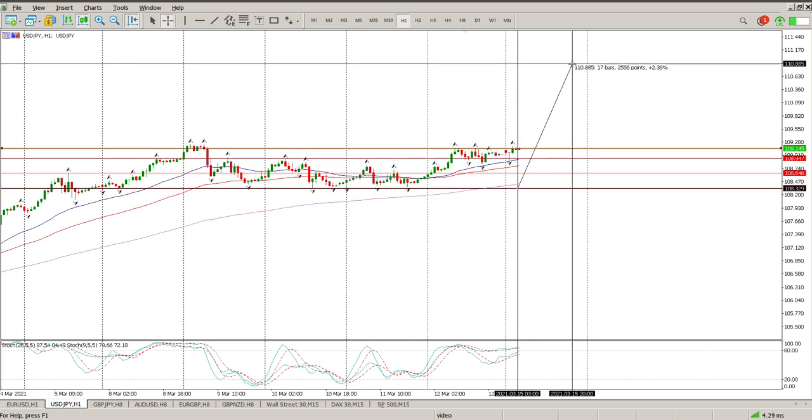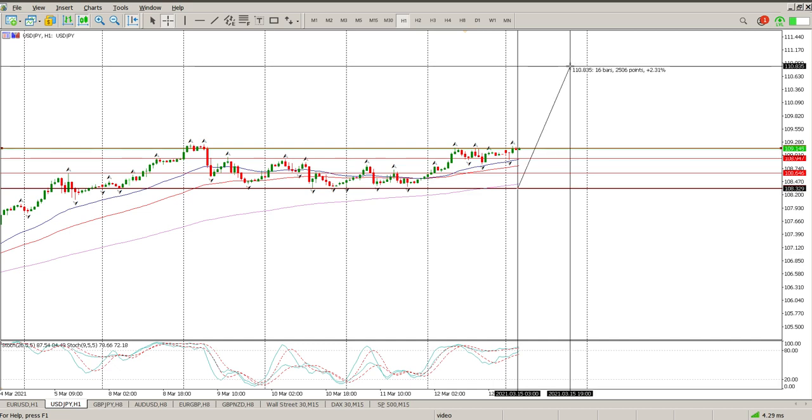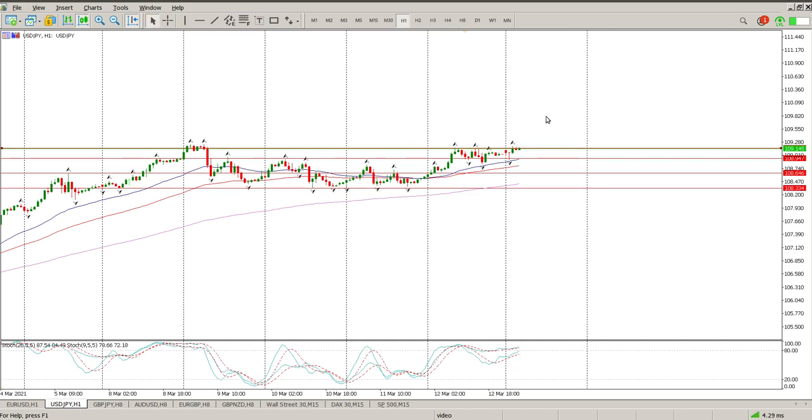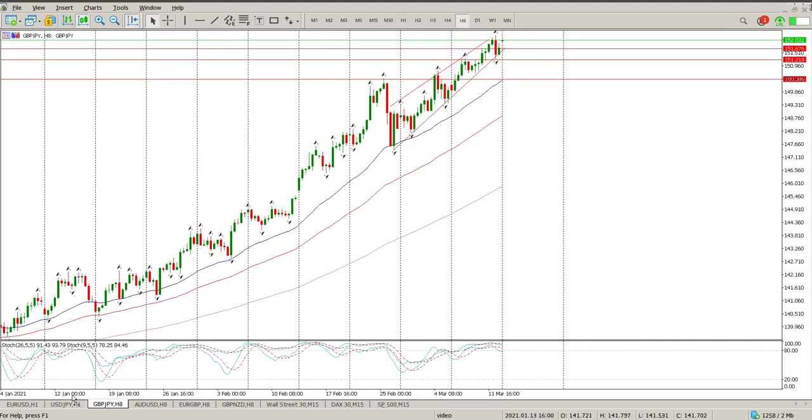So you're looking at 110.800. 110,800 is what you're looking for, a move to the upside. Okay, British pound, Japanese yen.